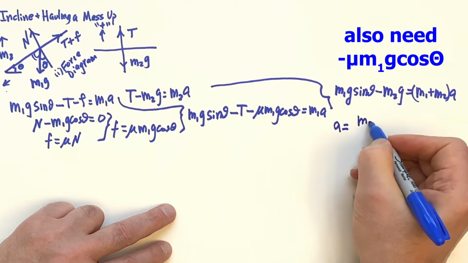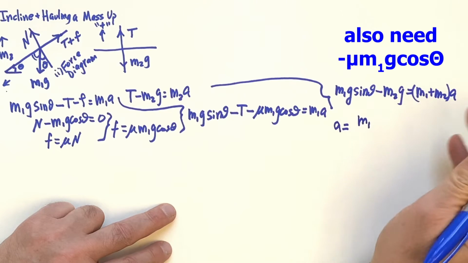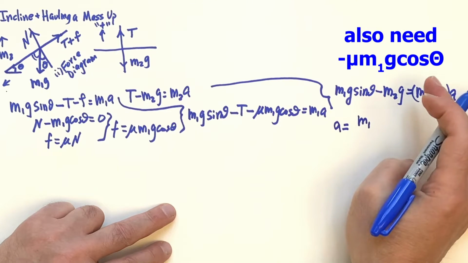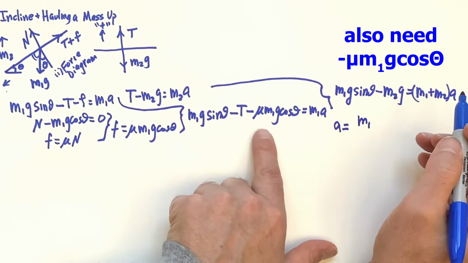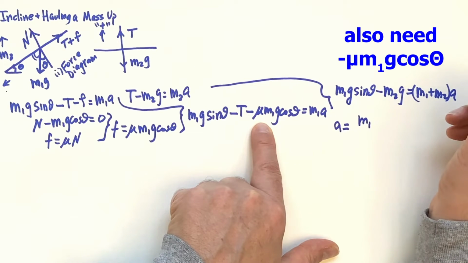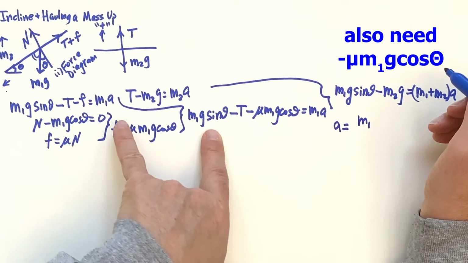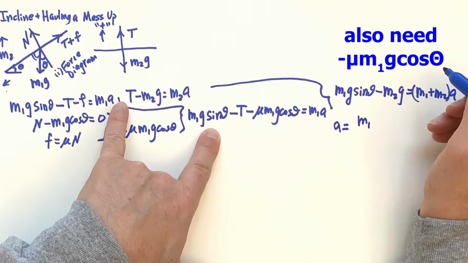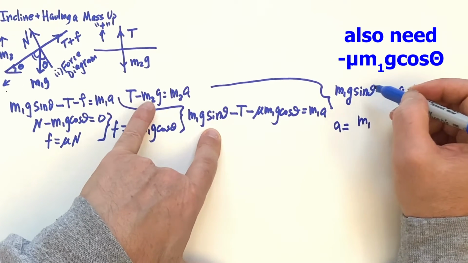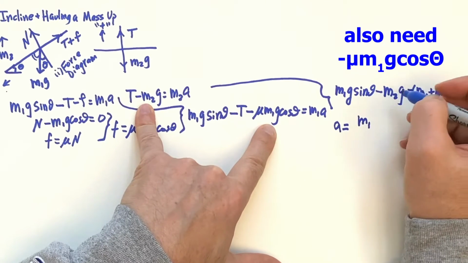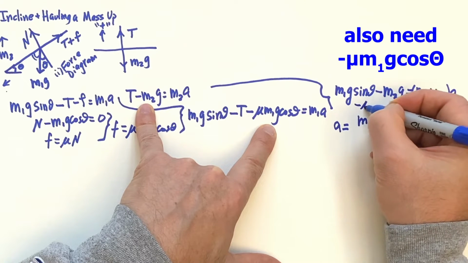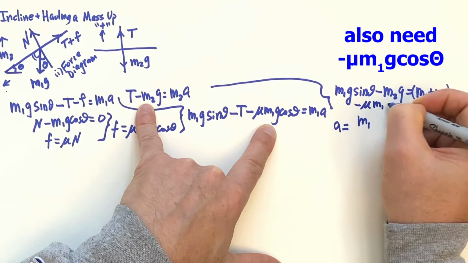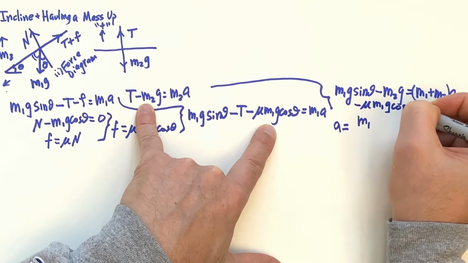Here I'll go ahead and pull the G out. So I'll have M1. See, we missed something here. Hold it, we missed something. We missed this piece in here. We add these equations together. We have the M1G sine theta, the M2G, I forgot this one. So there's also here a minus mu M1G cosine of theta.